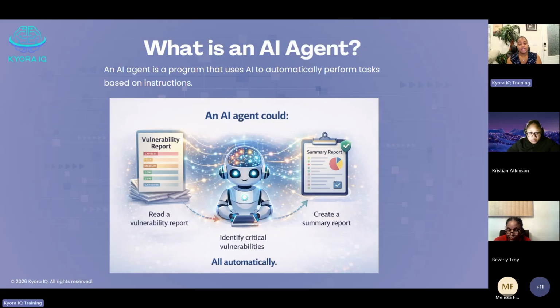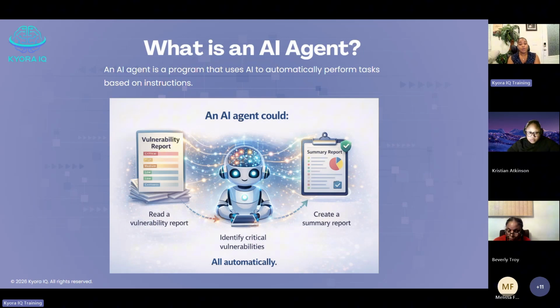So what is an AI agent? And again, right now I'm just talking, we're just going over high level what AI is, breaking it down for you so that we can get to our hands-on exercise as quickly as possible. Again, since we only have an hour. So again, stop me. You guys know I will answer any questions that you guys have. So what is an AI agent?